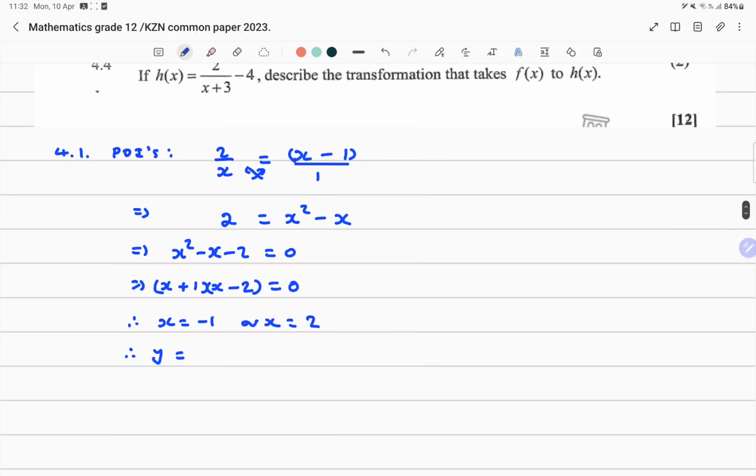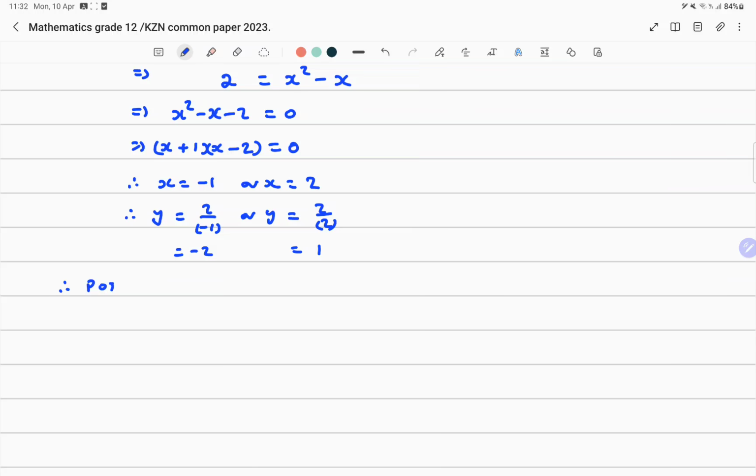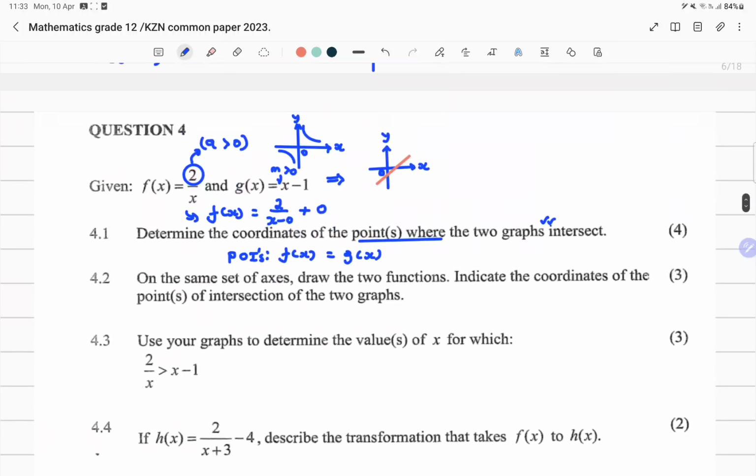And then therefore y is going to be equal to, you can just substitute into any one of the two equations. It's going to be 2 over minus 1, which is minus 2, or y is equal to 2 over 2, which is going to be equal to 1. Therefore, our points of intersection are such that minus 1 is to minus 2, and we know that 2 is to 1. Easy. So we found the points of intersection. Great. So that was a bit of a calculation, and I can already see that I've eaten up a lot of my space.